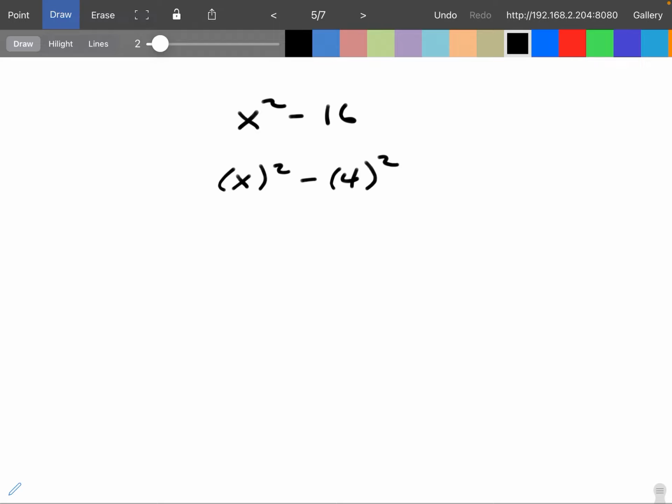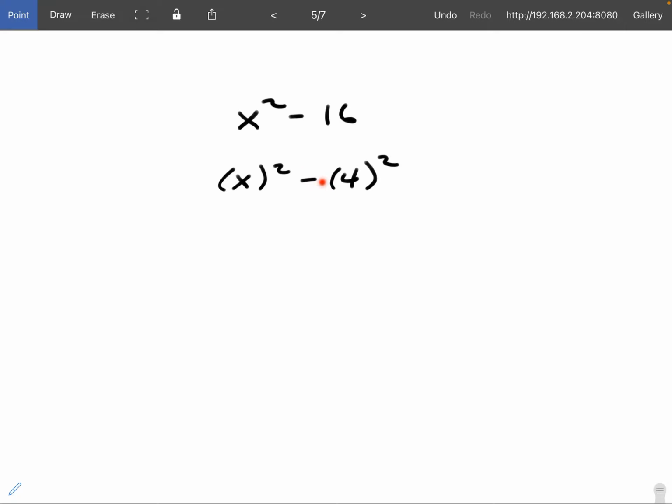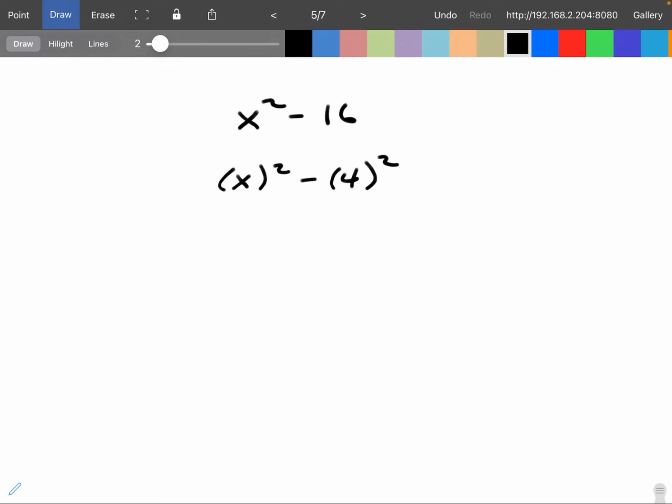Does that kind of make sense? So it's x squared minus 4 squared. Well, that's called the difference of two squares. Difference means subtract, so you have to definitely have this subtraction right here. Otherwise, this method won't work. And as soon as you write it like that, then you can just write the answer right away.